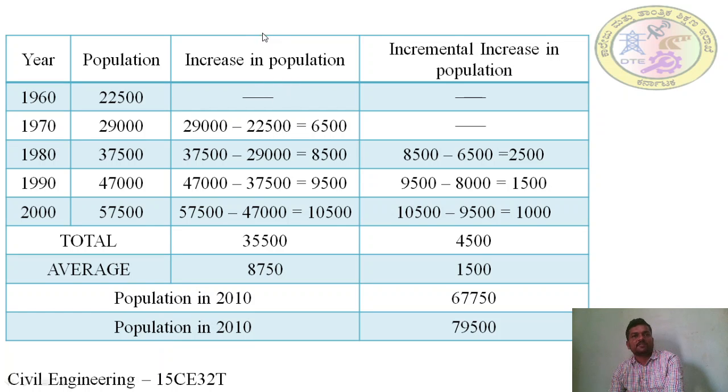Here is the final outcome of the above solved problem. Here, the increase in population, incremental increase in population. So, the average value of increase in population, average value of incremental increase in population. So, the required value for the year 2010 and here is 2020. There is a typo error.